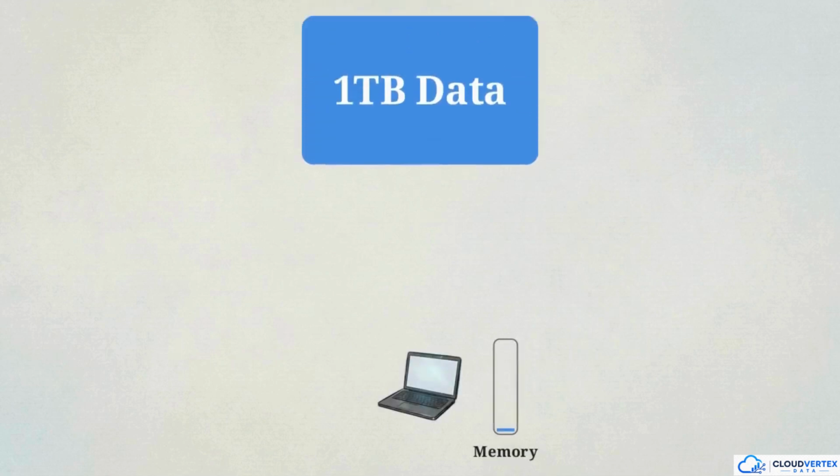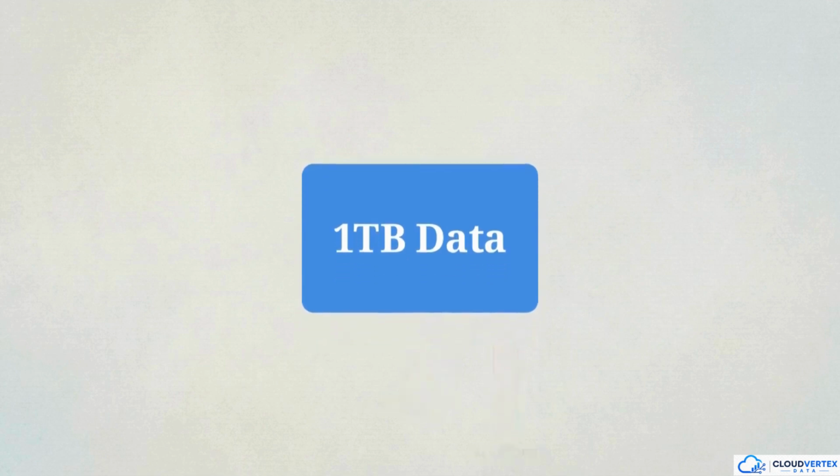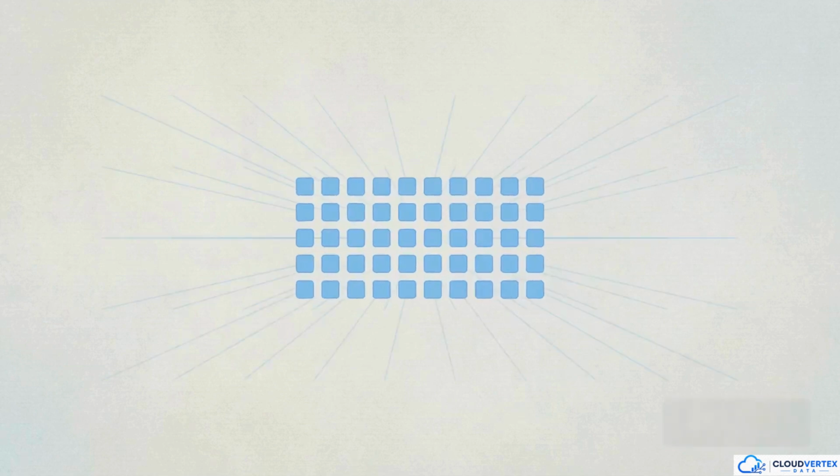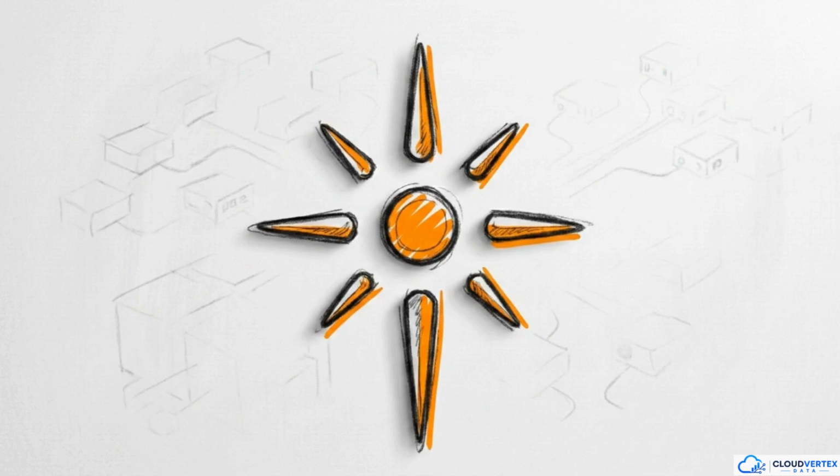Try loading a 1 terabyte dataset into memory on a single machine using standard tools like Pandas, and you will immediately hit a wall. Your memory maxes out, the process crashes, and your analysis stops. Apache Spark solves this by distributing the workload. If you divide that same terabyte of data into smaller, manageable chunks across a cluster of 50 connected computers, the processing finishes in minutes. To harness this power in Python, we use PySpark.